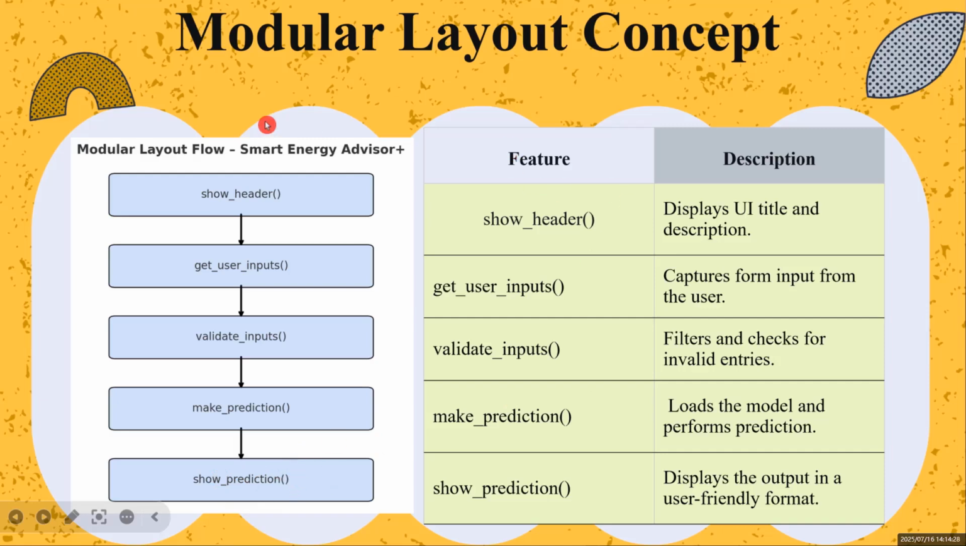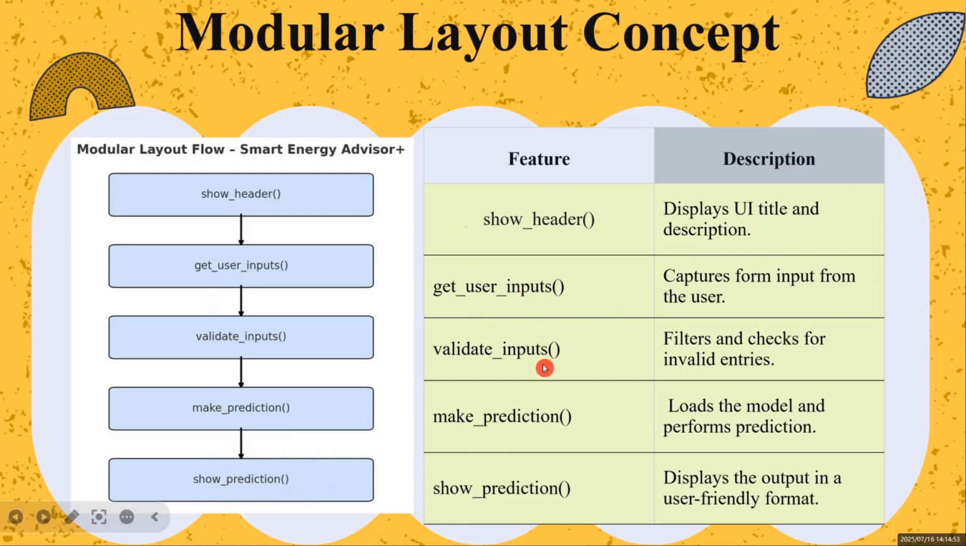You can see some of the features we are trying to perform here and what it is all about. The show header function tells us the UI title and the description. Then, for us to get the user input, we have to capture form input from the user. This tells what we require the user to type in, and it will help us capture those details.